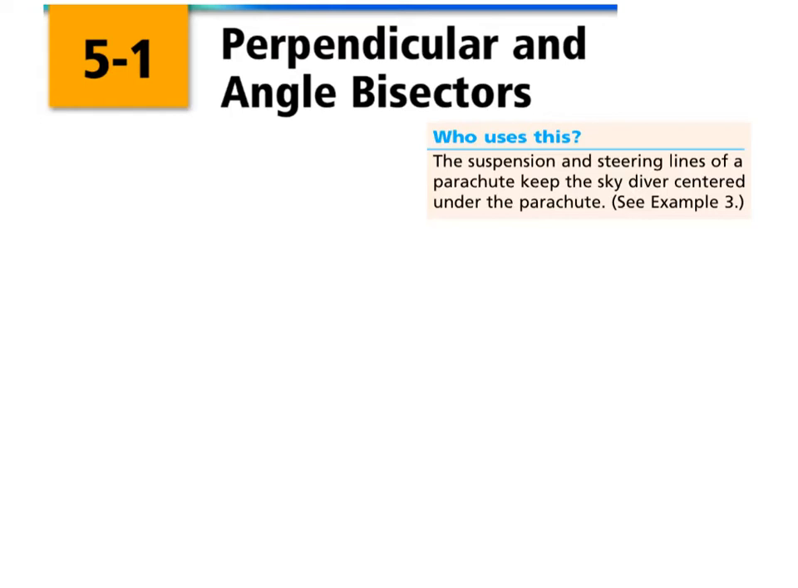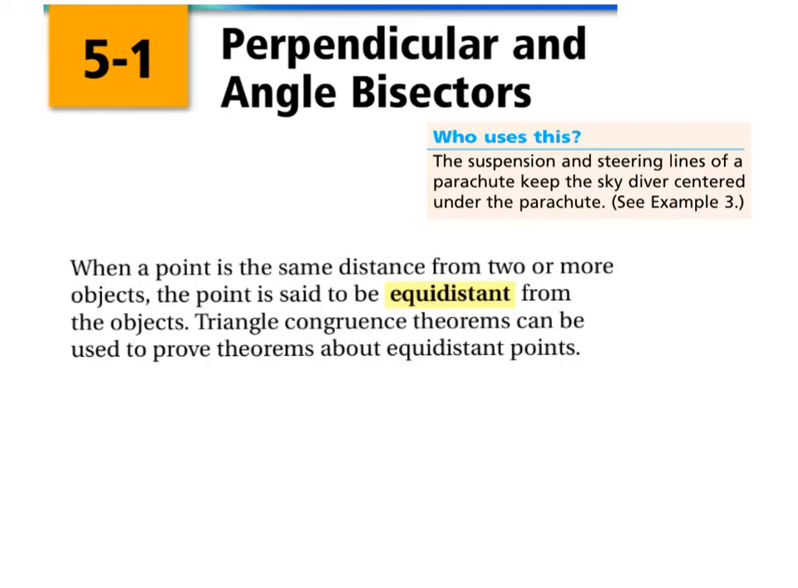So 5.1, perpendicular and angle bisectors. Who uses this? The suspension and steering lines of a parachute keep the skydiver centered under the parachute. Hence, if the diver is hooked to the strings, they're equidistant to where they connect on the parachute. Which leads us to our first vocab word. When a point is the same distance from two or more objects, the point is said to be equidistant from the objects. Triangle congruence theorems can be used to prove theorems about equidistant points.